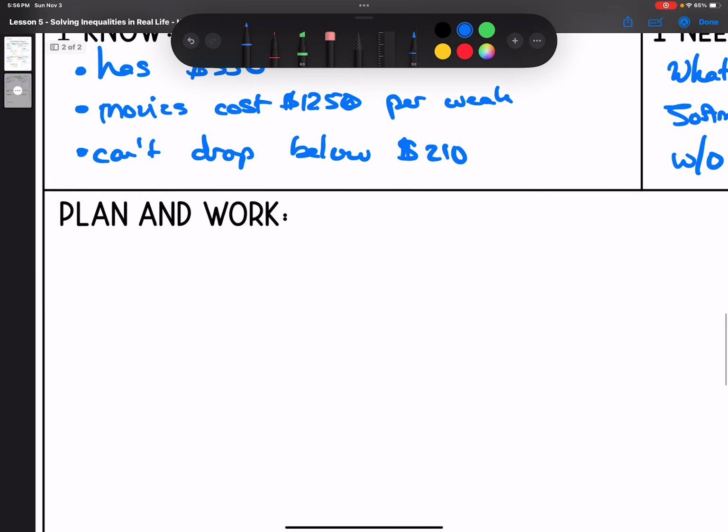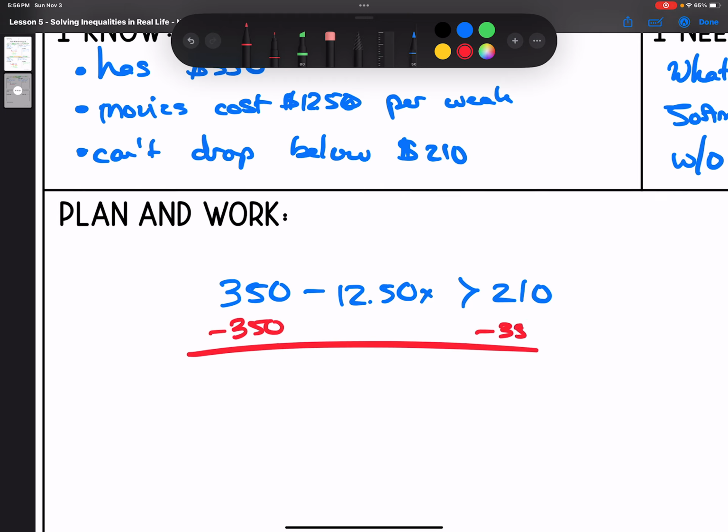Plan and work. All right, so she has a bank account with $350 in it, minus the $12.50 per week that she spends. Cannot go less than the $210. So we're going to subtract $350. Those are going to go away. I'm going to be left with negative 12.50x less than negative 240. No, 140. No. Yeah, 140. All right.